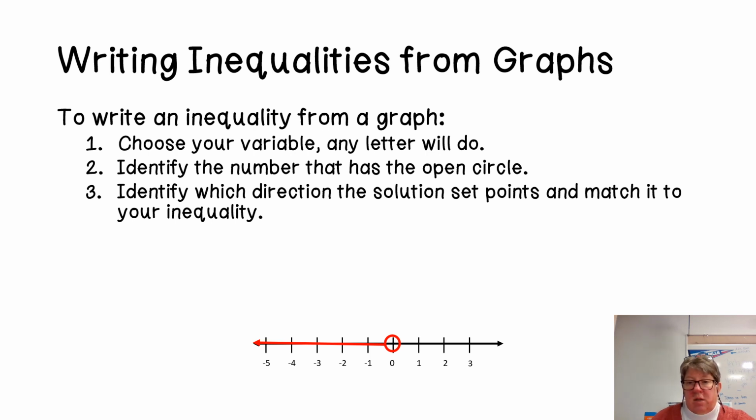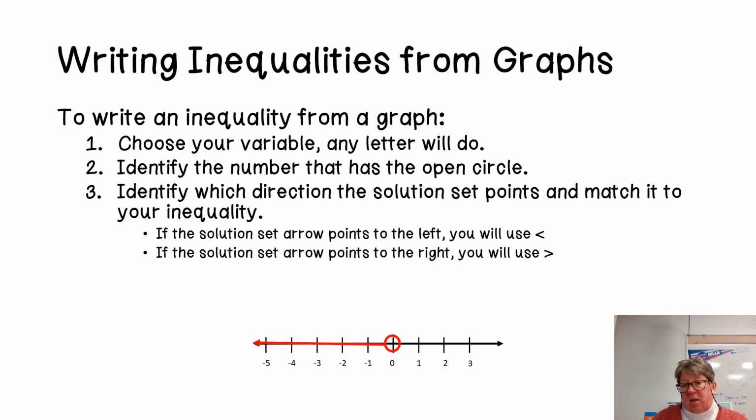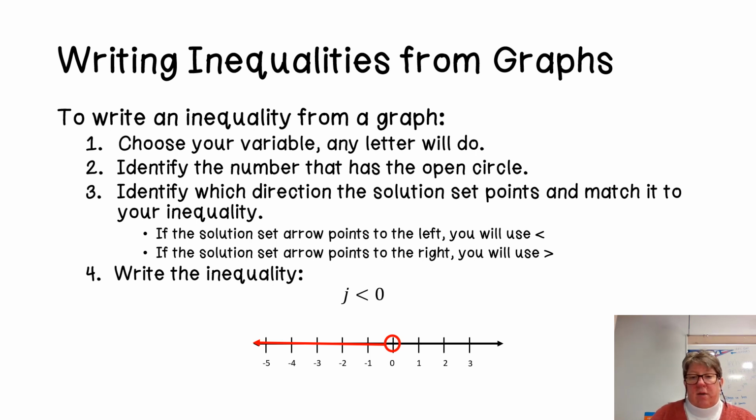Identify which direction the solution set points and match it to your inequality. So if the solution set arrow points to the left, we're going to use less than. If it points to the right, we're going to use greater than. This one points to the left, so our inequality is going to be J is less than 0. Notice that the inequality, if I turn it into an arrow, points the same way as the arrow on my number line.